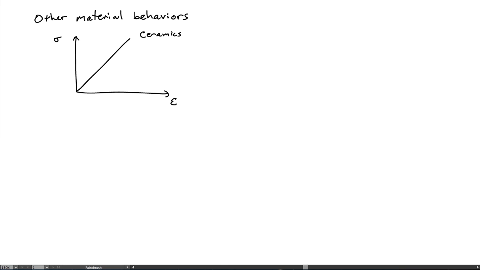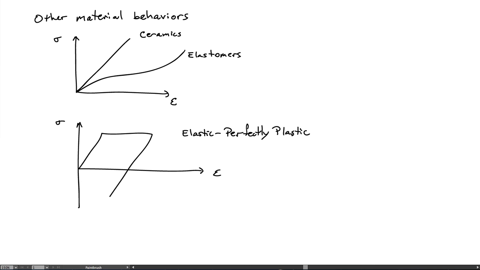There's some other material behaviors that are sort of important to know about and keep in the back of your mind as we move through the course. If you have ceramic materials and you deform them, you have typically a linear stress-strain response for the system. If you have elastomers, they have a nonlinear response. So those are things like rubber bands and things of that nature.